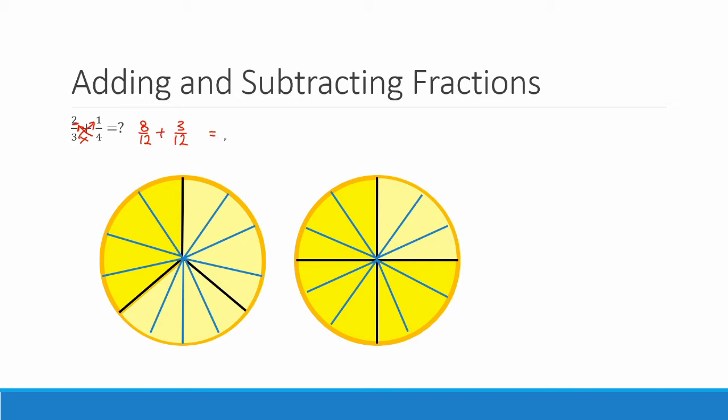So my slice sizes don't change anymore. I'm counting it out of 12 slices, but you can see I've eaten 11 of those 12. And I can't simplify this any further, so that would be my final answer for this addition.